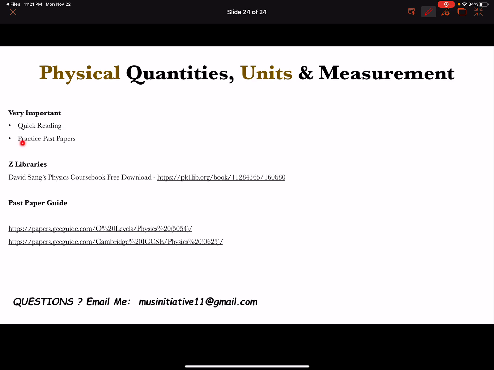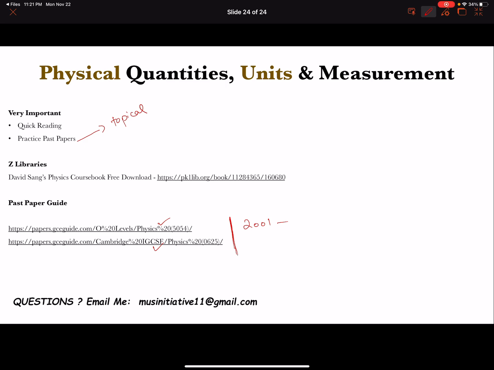And the second thing is practice past papers. There are 2 ways. You can use a topical. They're good because all the questions are already in a specific topic. But if you don't have access to a topical, I have included the links to these past papers. You can find the past papers from, I think, 2001 onwards for O-Levels and physics. So this is for O-Levels, and this is for IGCSE.